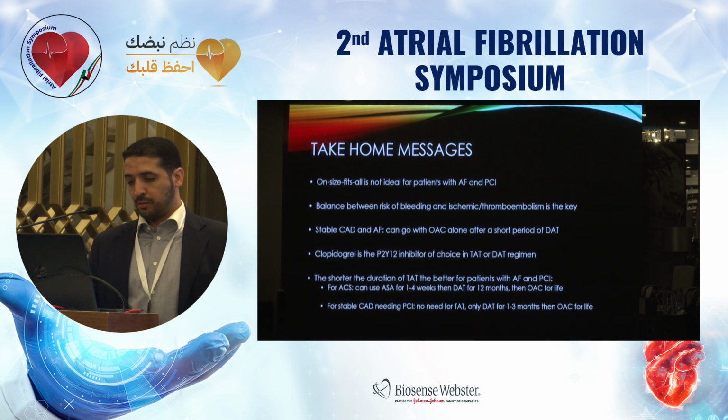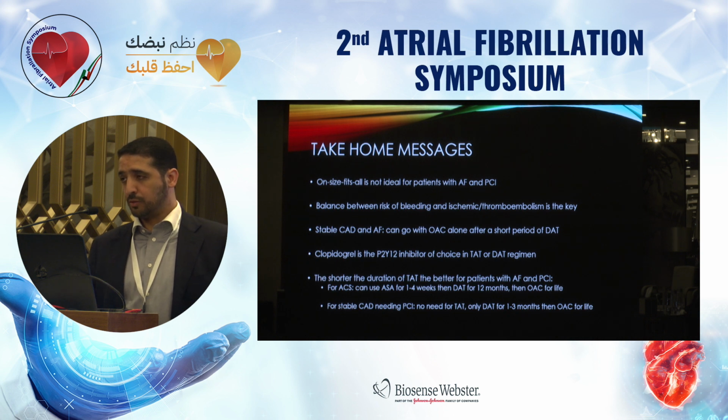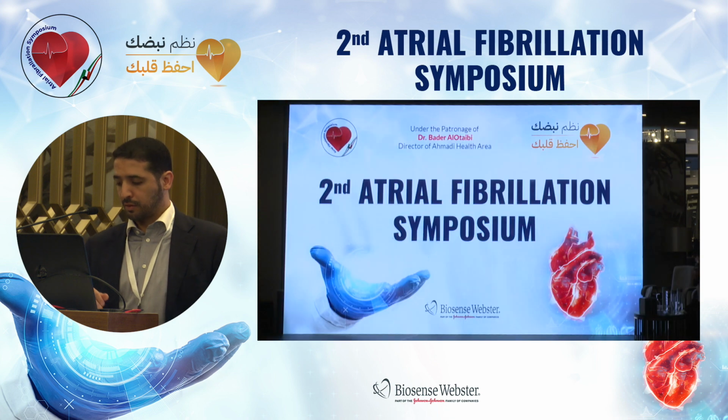For ACS, you can use aspirin for 1 to 4 weeks, and if there is a high bleeding risk, you can use it only for 1 day, the day of the event or the PCI, and after that you can stop. For stable coronary artery disease, there is no need for triple antithrombotic therapy, only dual antithrombotic therapy for 1 to 3 months, and then OAC alone, or OAC actually from the beginning. Thank you very much.